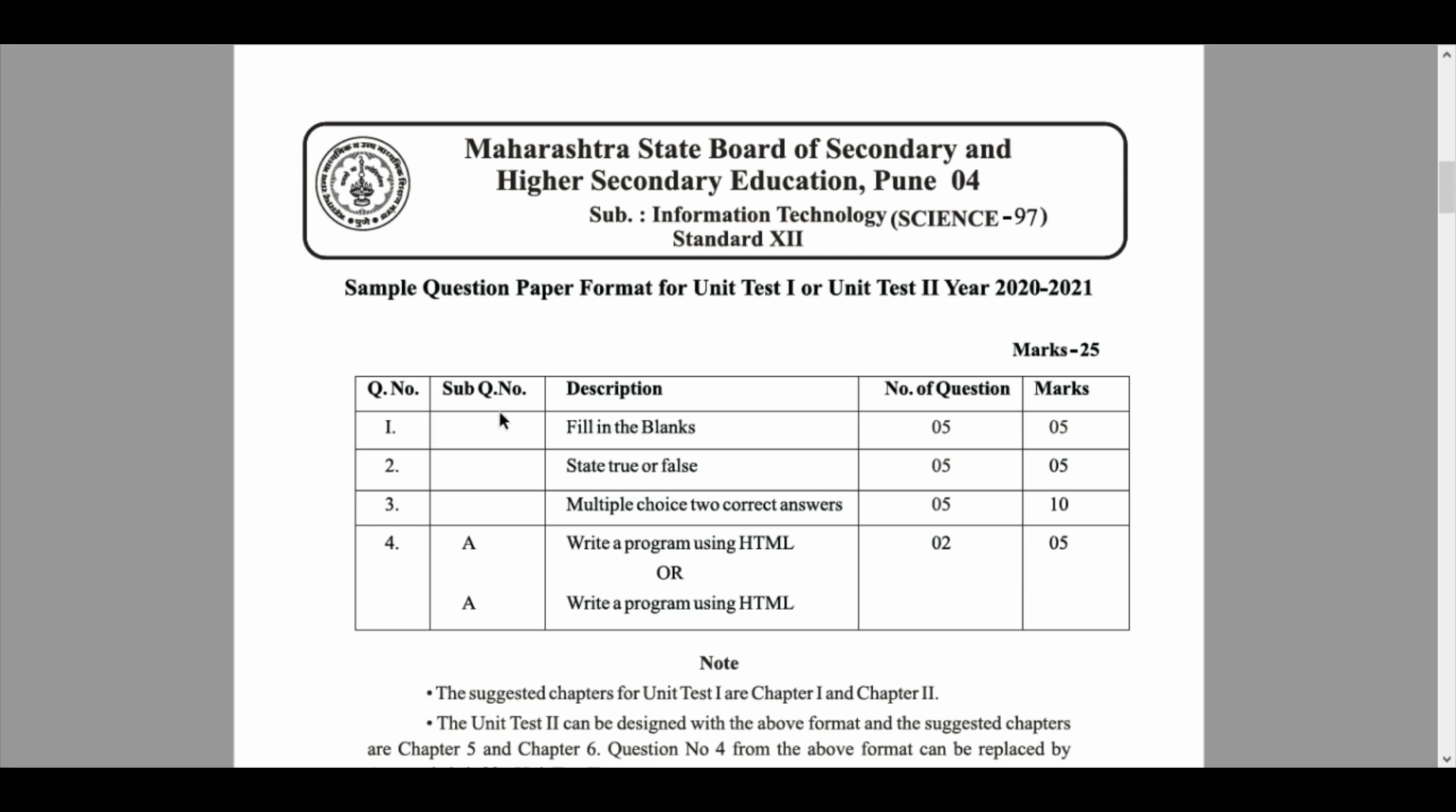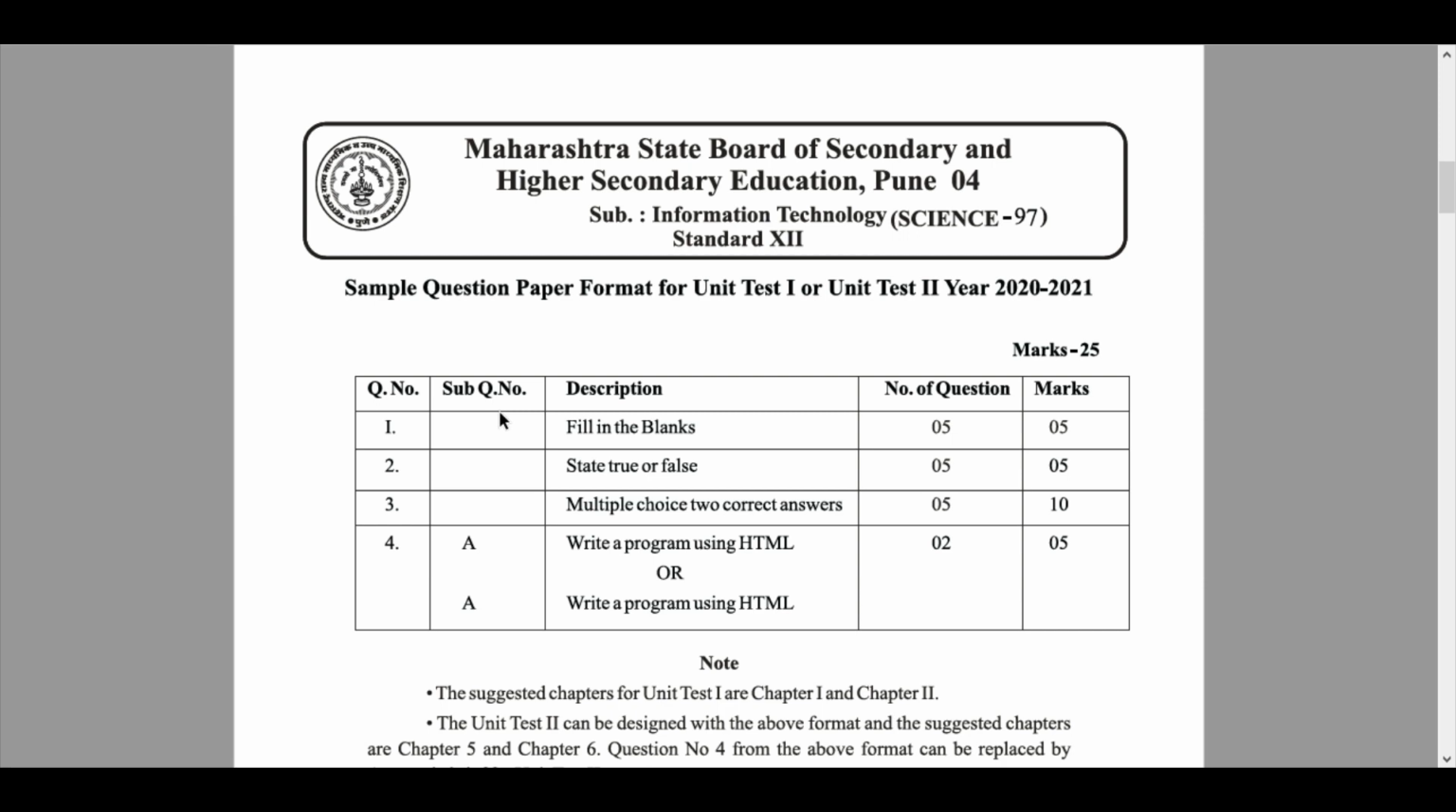Our first question will be fill in the blanks, that will hold 5 questions, 5 marks. Then we'll move forward to our second question. State true or false. This will be 5 questions, 1 mark each. Then we move forward to multiple choice, 2 correct answers. This is an important aspect as well, because it is 2 marks for each question. So 5 questions, 10 marks.